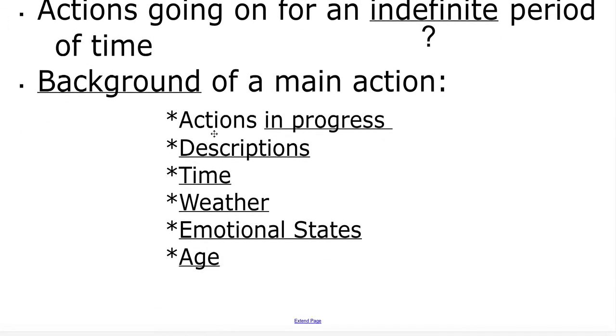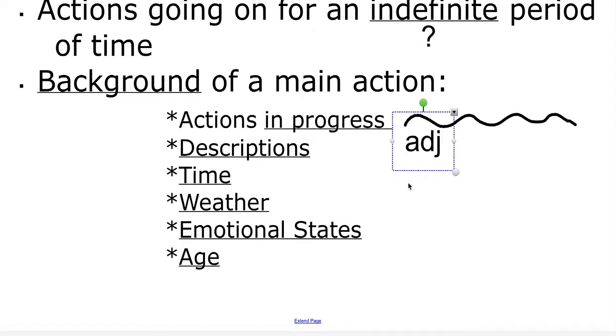For example, if it's an action in progress, and I always do this little squiggly line, okay, to show that it was something that was going on, and then perhaps something interrupted it or something else happened. So the action that's in progress, that's going on, that's using the imperfect tense. You then have descriptions, okay? Descriptions are used usually with adjectives.